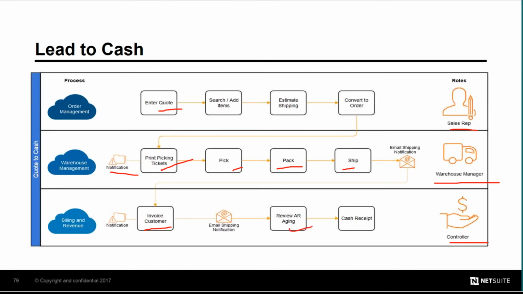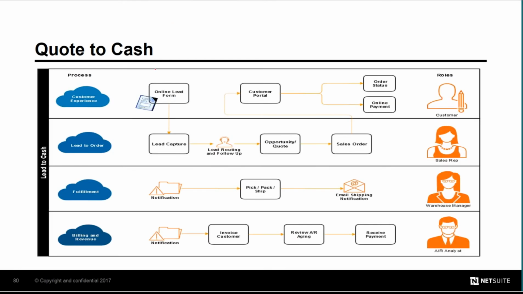I can also review the aging. I can now receive the cash receipt from my customer. So this is the lead to cash demo flow. If I go to the quote to cash demonstration, I'll start with the customer record.